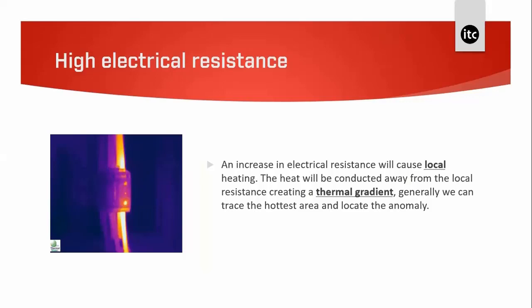If we have a look at this image here, we can see a connection, and the cables on the right-hand side of the connection entering and leaving the connection, they're very warm towards the connection, but they do get cooler the further away from the connection we are. And bad connections make up the majority of electrical faults detected. There is always a thermal gradient.